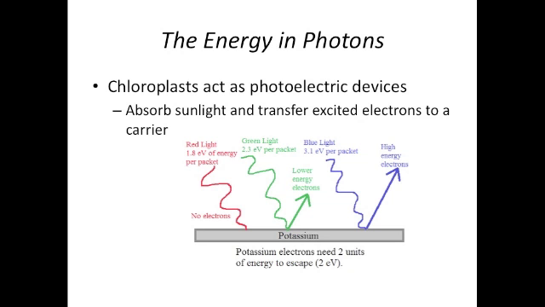Notice that a red light, which has lower energy, hits potassium, and no electrons are being excited or released. A green light has higher energy. Notice that it has lower energy electrons being excited, and a blue light, which has high energy, excites high energy electrons. So it can be quantized, dependent on the amount of energy that photon has.